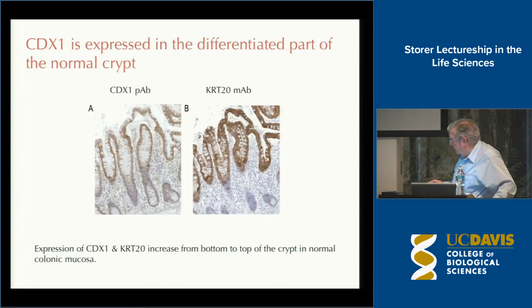Now, if you look at the expression of CDX1, you find that the expression is generally limited to the upper part of the crypt. You can see a very clear crypt going down here, no staining at the bottom. These different crypts are obtained at different angles. And if you look at the keratin 20 expression, you can see that quite similarly you get very strong expression in these upper parts where you've gone from the stem cell through some of the progenitor cell stages to some of the differentiated stages.